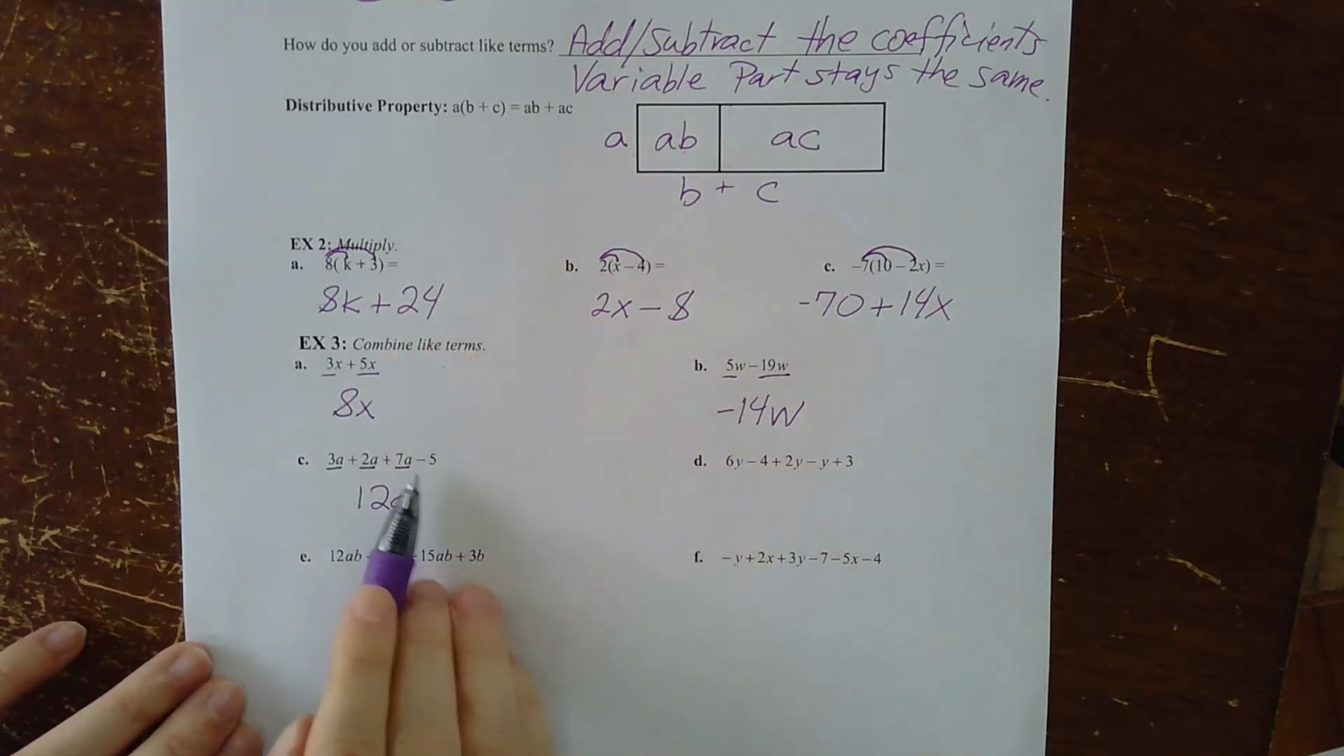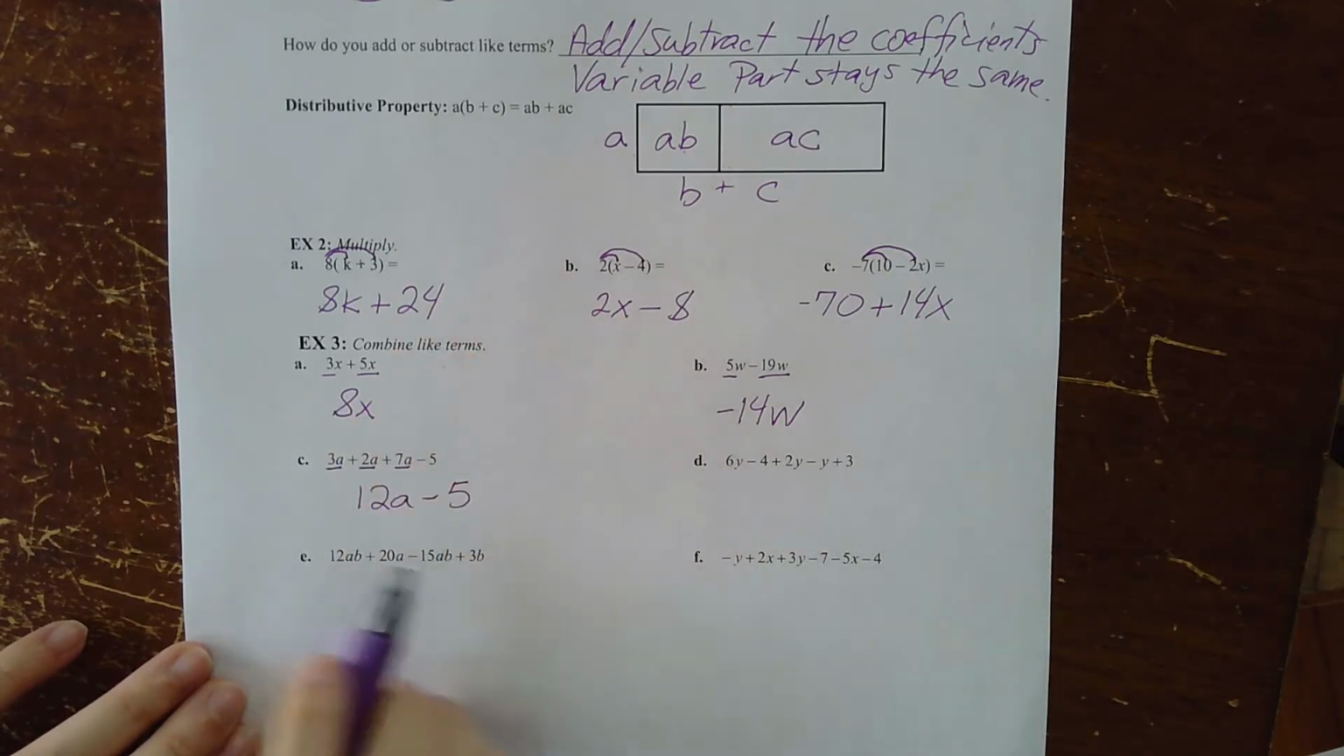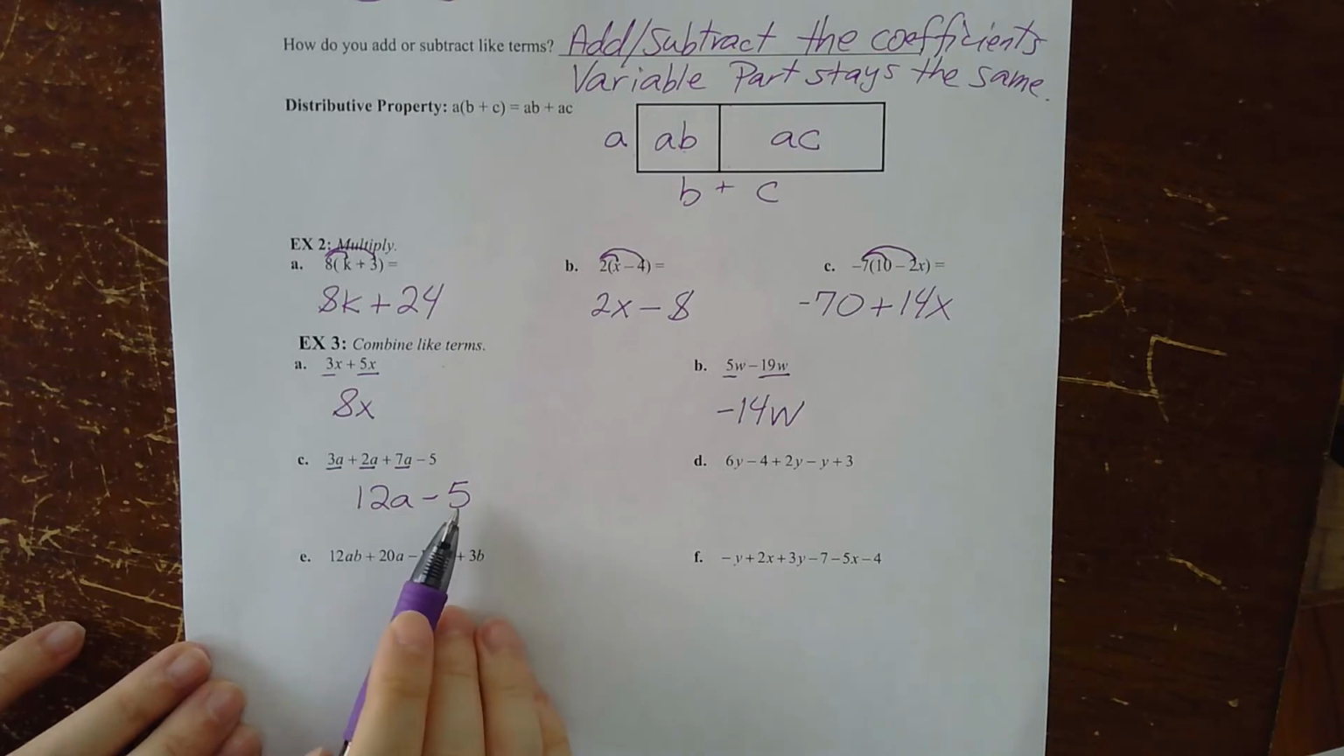And if you're wondering, what do you do with that minus 5? We just bring it down. And that's as simplified as this one can get because they are not like terms, so we can't subtract those at all. They're going to be separate terms at the end.